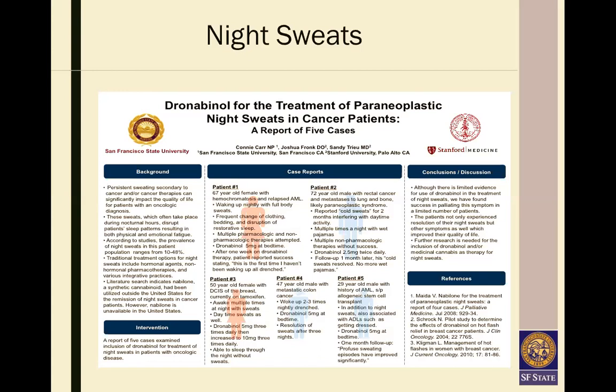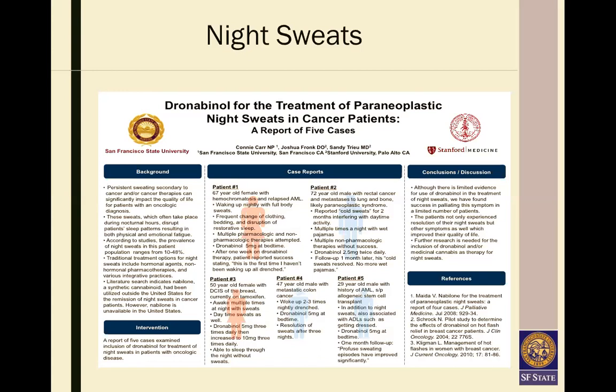So it's not uncommon for cancer patients sometimes to have night sweats. So they looked at using a synthetic cannabinoid to treat the night sweats, and it had been effective. They looked at a few case reports and looking at it. So we do have synthetic THC that we can use.